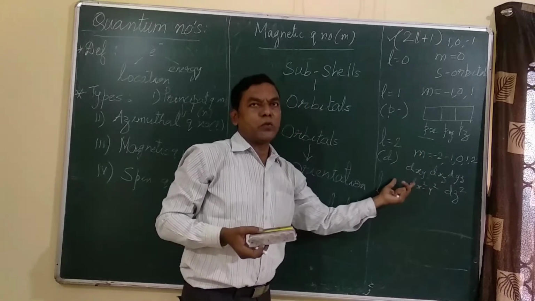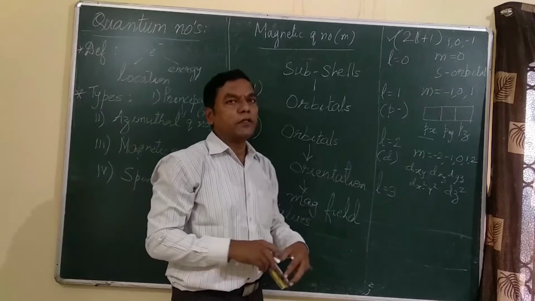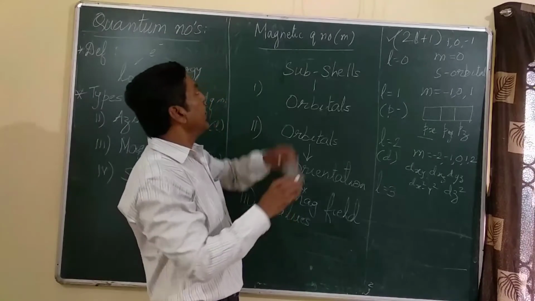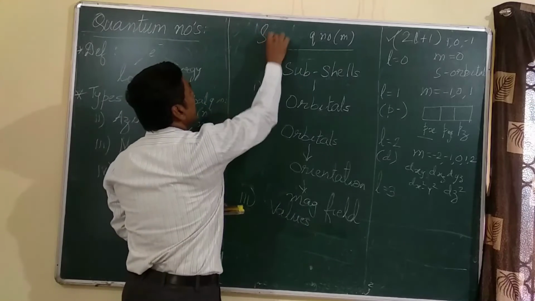So in this way, we have collected some information regarding the magnetic quantum number, and then we are going to go to the last quantum number, and that is the spin quantum number.